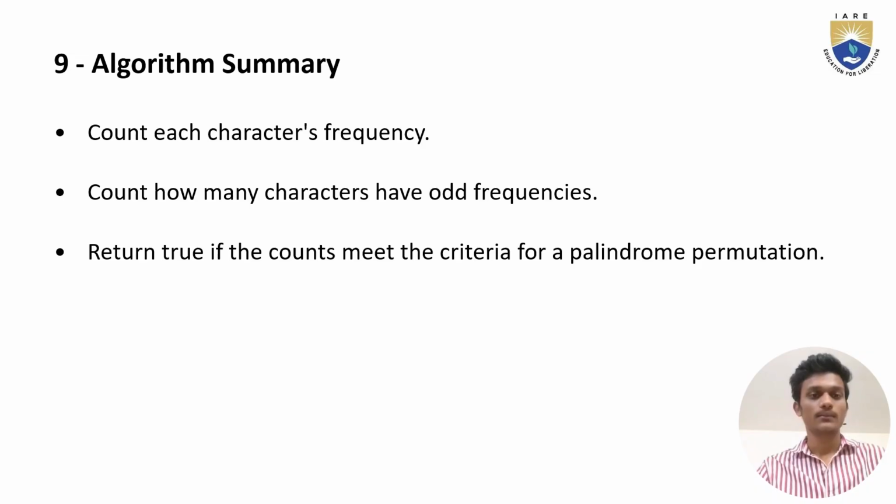Algorithm summary. Count each character's frequency. Count how many characters have odd frequencies. Return true if the counts meet criteria for a palindrome permutation.